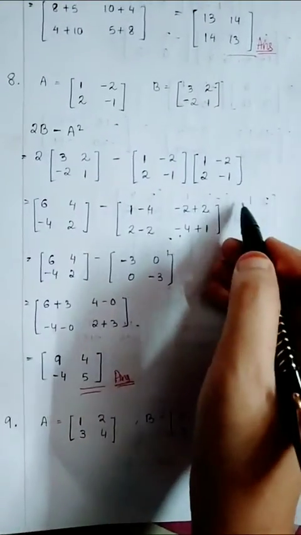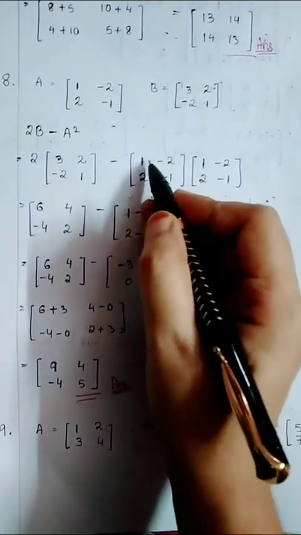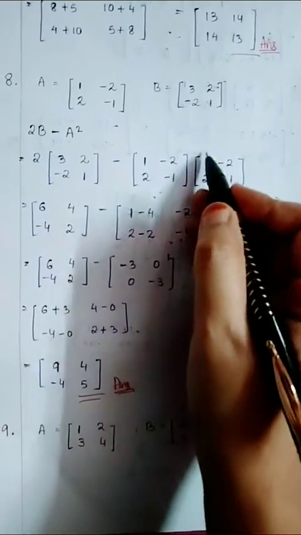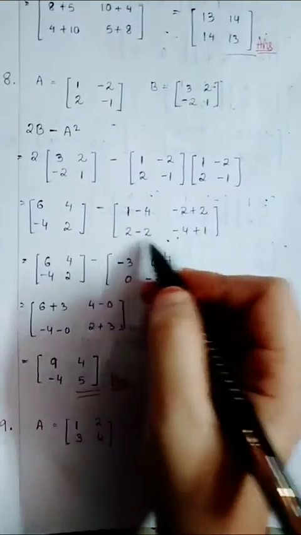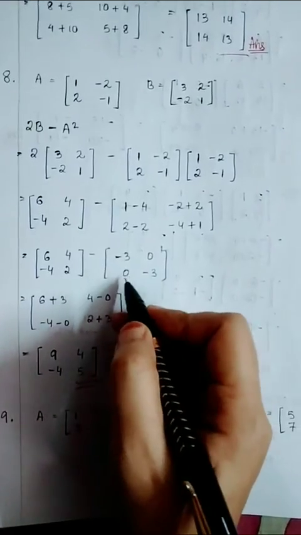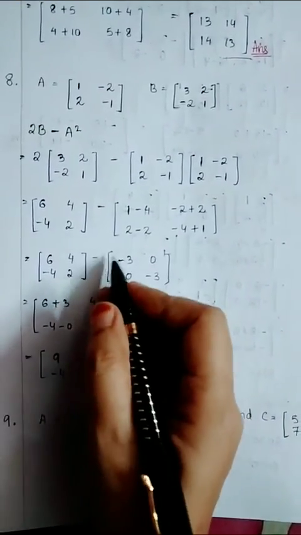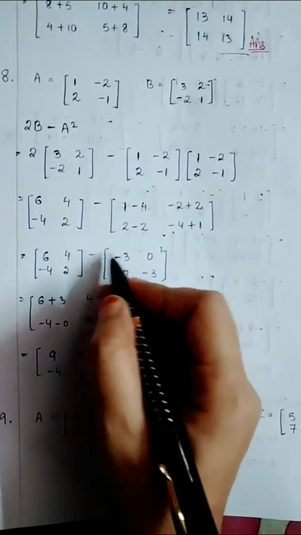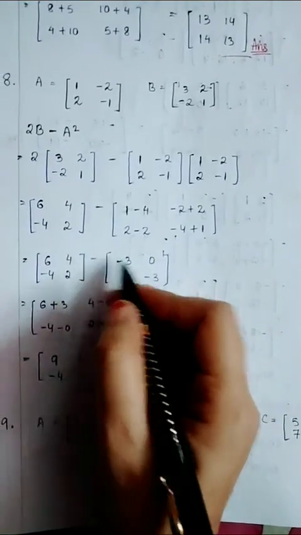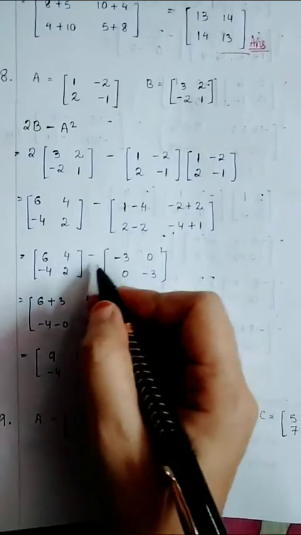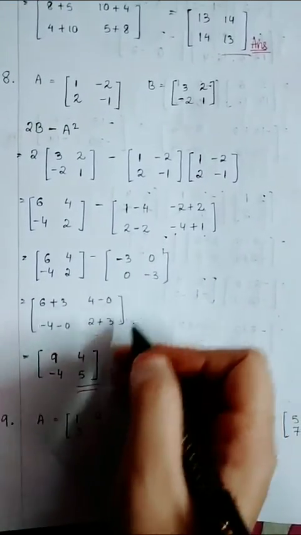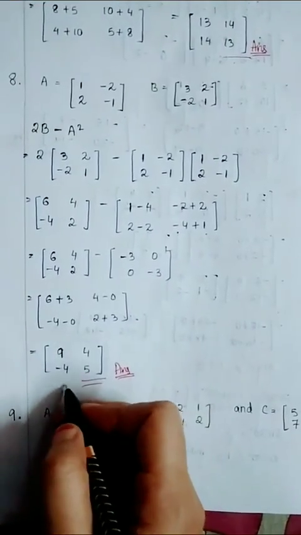And here when you multiply again normally, first row into first column, then first row into second column, second row into first column, second row into second column, like that you will get this. So it will be minus 3 0 0 minus 3. Here there is subtraction, so you will subtract all the elements. So here minus minus will become plus and minus 0, and here again minus 0 and minus minus plus 3. So your answer comes 9 minus 4, 4, 5.